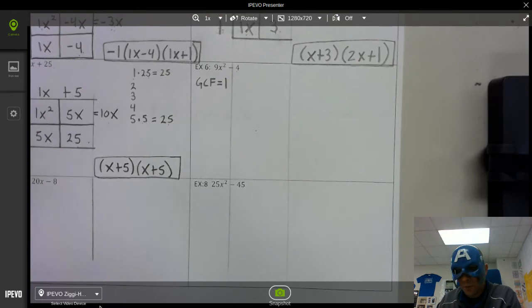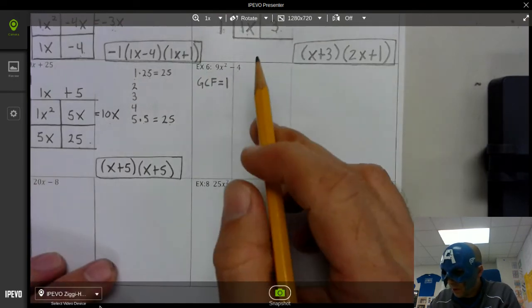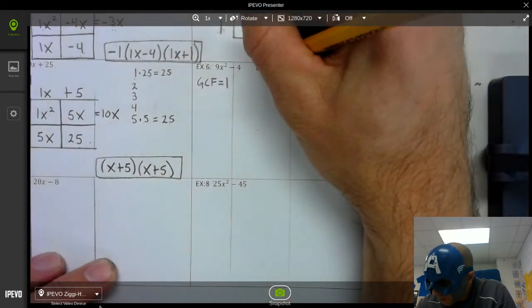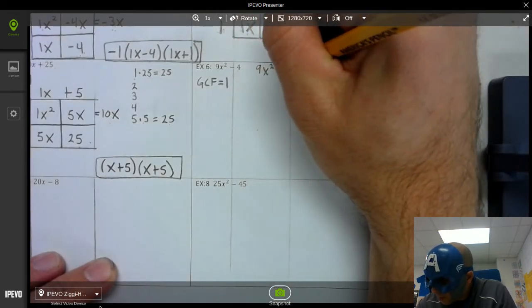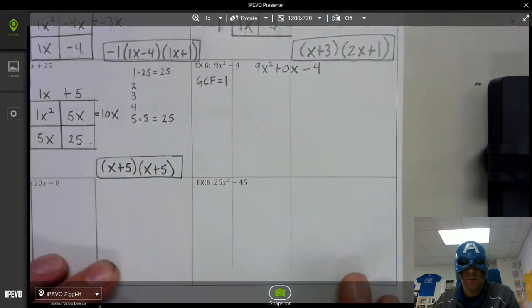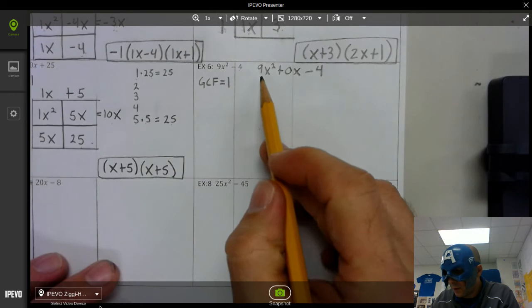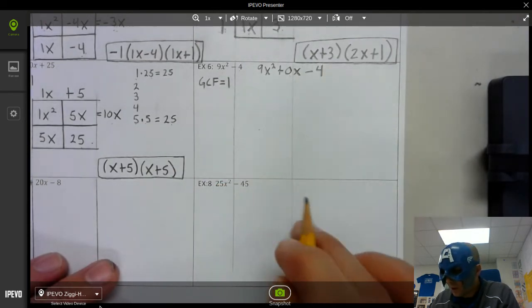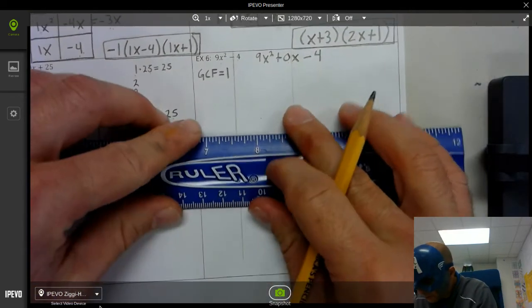All right, so I'm hoping you paused, you thought about it, maybe went trick-or-treating. Now you're back, you got some candy, and you've come to the realization that I can write this as 9x squared plus 0x minus 4. Okay, we've now manipulated this binomial to make it a trinomial because we know 0 times x is 0. Okay, so now we're going to draw our box.